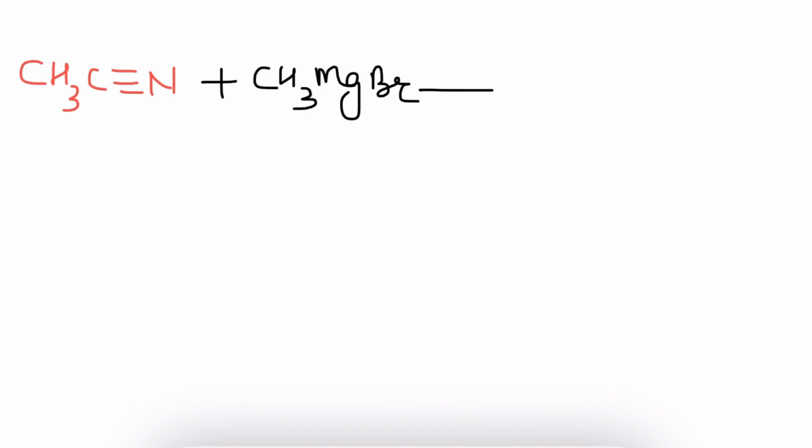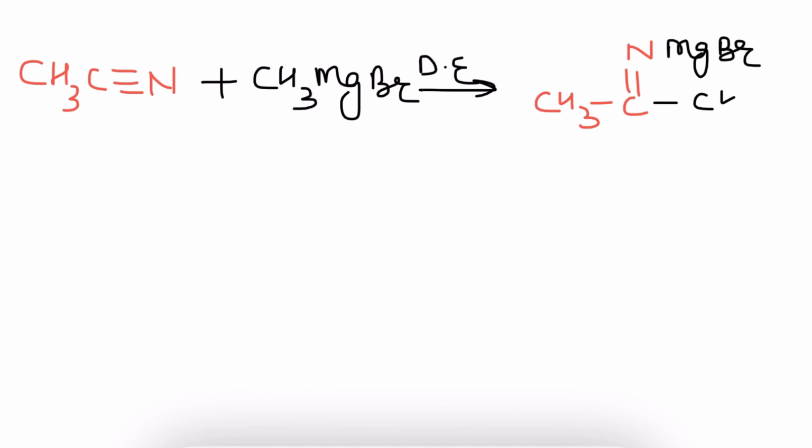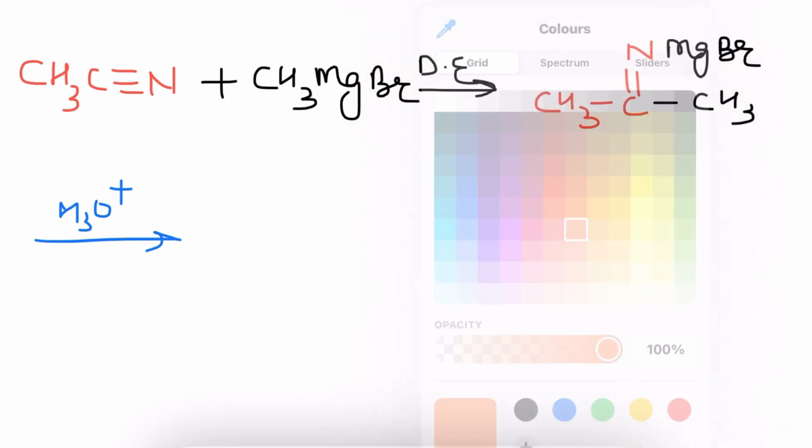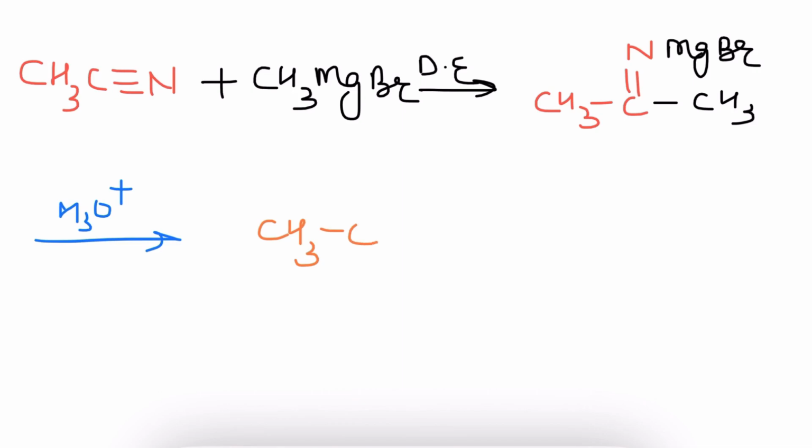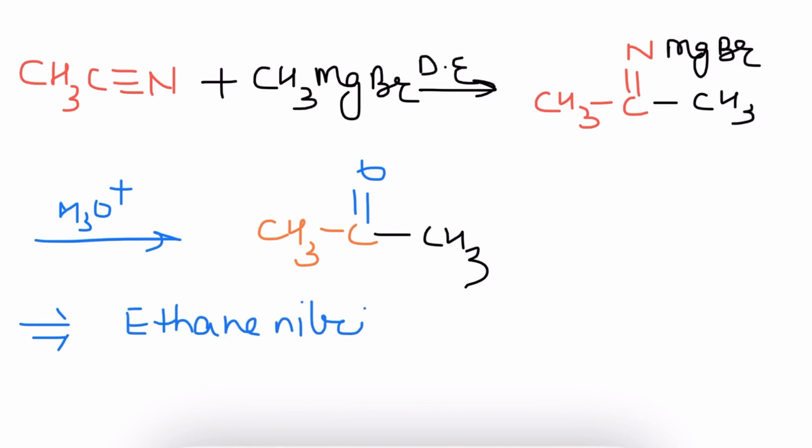Let's understand with a simple example how nitrile groups are added with Grignard. In both cases, I am taking the methyl part only. This results in the formation of the reaction intermediate CH3C double bond N MgBr, with nitrogen on MgBr and the methyl part on the carbon. On hydrolysis, it results in the formation of ketone CH3C(O)CH3. So this is a conversion where we converted ethane nitrile into acetone, propanone you can say.